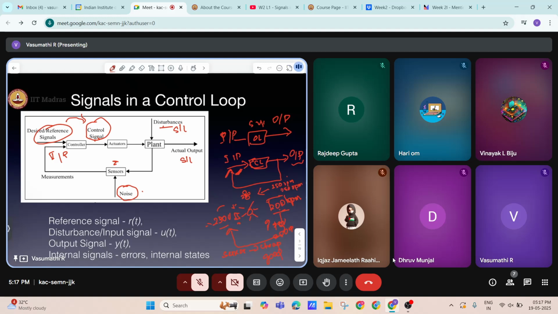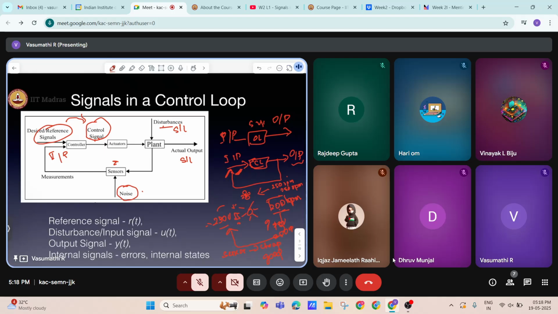Then in this scenario, the sensor is noisy. This cannot be termed as a disturbance in the plant. Even if you change the sensor, if all the sensors give the same reading, but it is not the actual reading, then it is termed as a disturbance. This is the very intuitive difference between disturbances and noise.